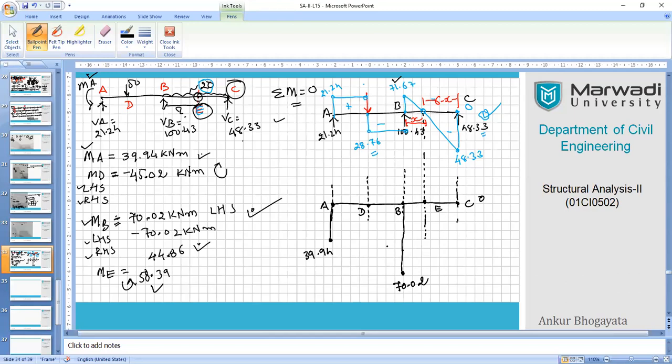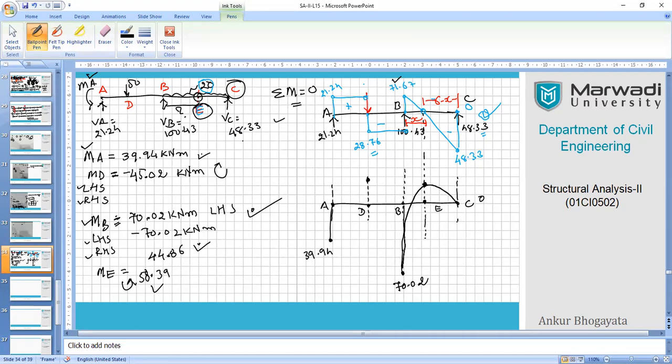Since there is a UDL, I will be connecting them with a parabolic curve. It's very difficult for me to draw the parabola in a correct curvature line, but please assume that this is the curvature. Okay, so that is the parabola, and here a point load is there, so I will be connecting them with straight lines. Here I first need to show the maximum value and then connect it. Yes, so this is how it goes, like this.